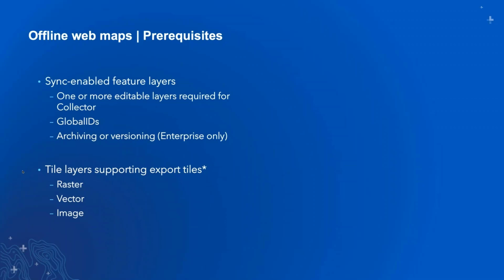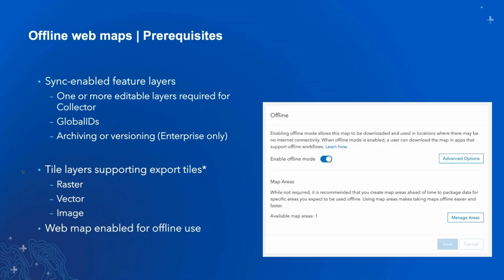And that basically allows us to uniquely identify every edit as it comes in so that we can maintain that synchronization between edits that are made in the field for multiple users. And then finally, if you have a base map that uses tiles, either raster or vector tiles, it must support the export capability. The export capability is what allows us to pick up and extract a portion of that base map down to the device. And then again, you must also enable the web map for offline use. So that again, that's just a switch there in the web map settings.